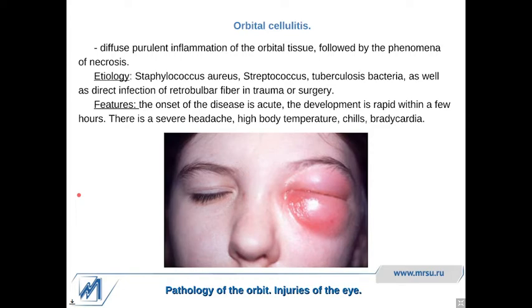Clinical picture: there is big edema and hyperemia of the eyelids. Eyelids are tightly closed. The eye is exophthalmic. Its mobility is limited. Visual acuity is reduced up to light sensation. The prognosis may be unfavorable, not only for the eye but also for the patient's life, given the development of intracranial complications, cavernous sinus thrombosis.